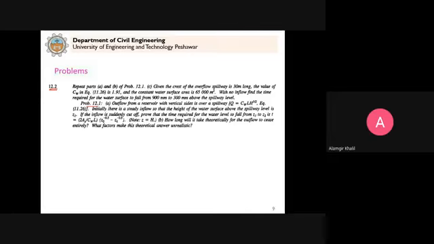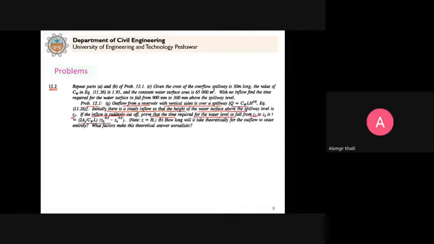What is problem 12.1? Part A of the question: outflow from a reservoir with vertical sides is over a spillway, Q = C_W L H^(3/2). This is the discharge over a spillway. Initially there is steady inflow so that the height of water surface above the spillway is Z1. If the inflow is suddenly cut off, prove that the time required for the water level to fall from Z1 to Z2 is given by this equation.